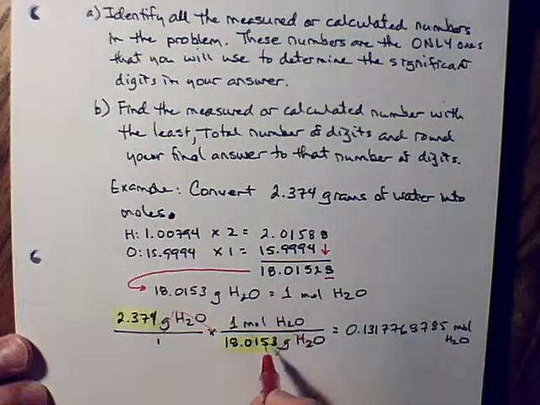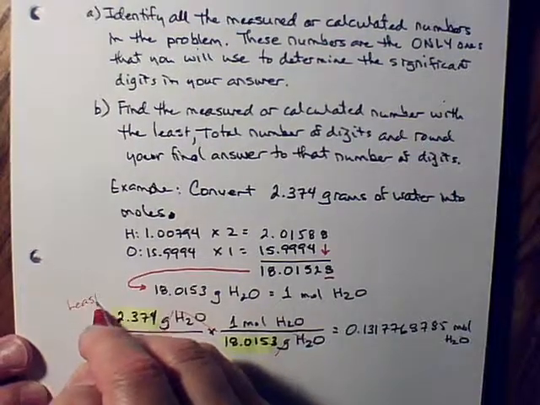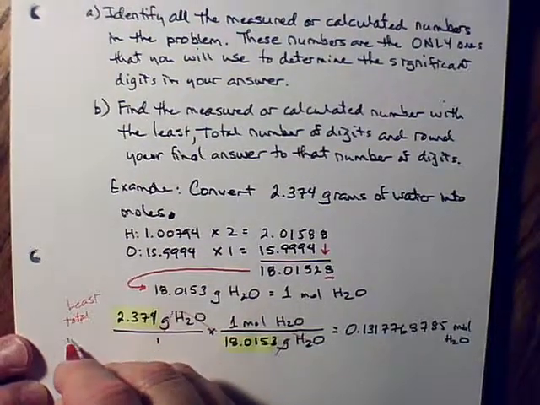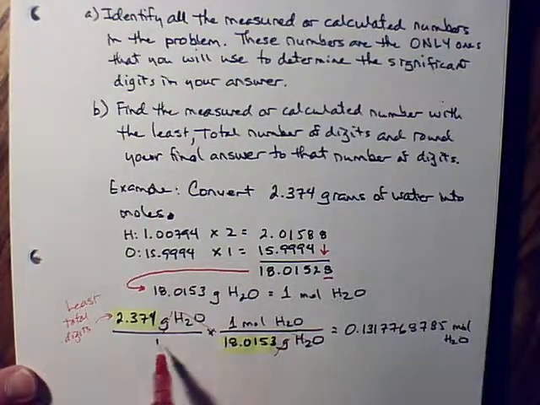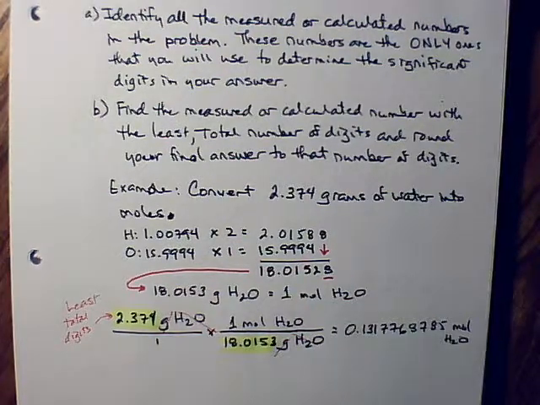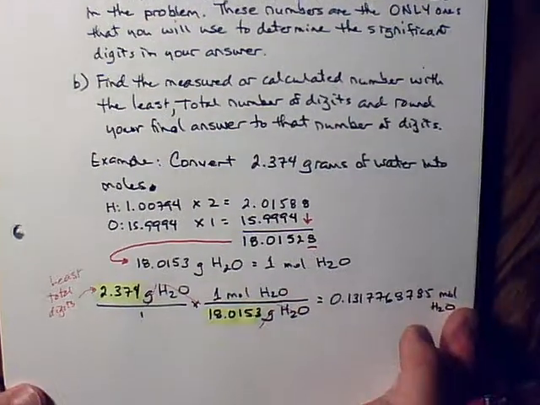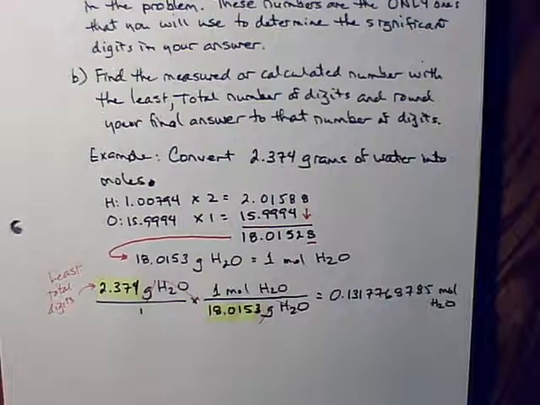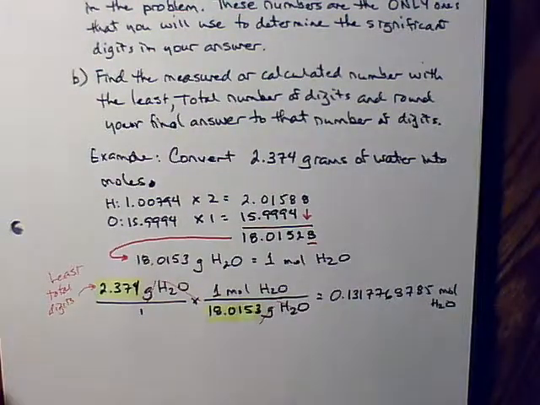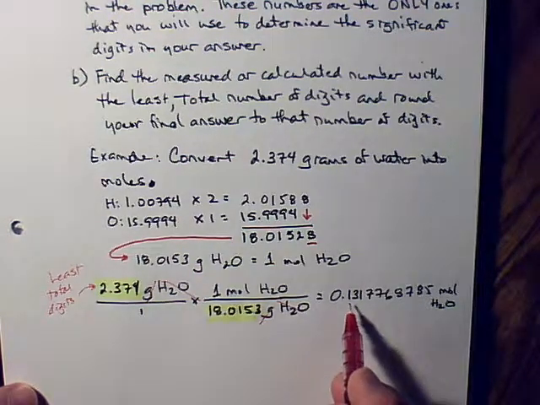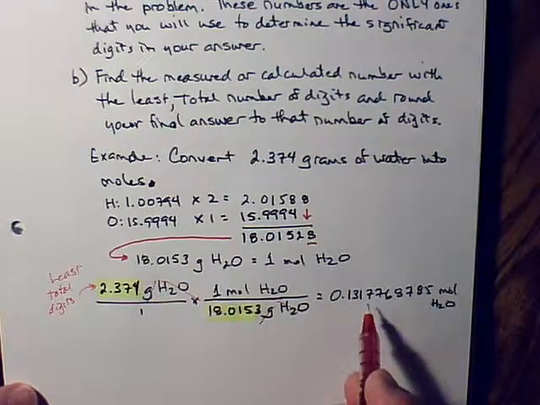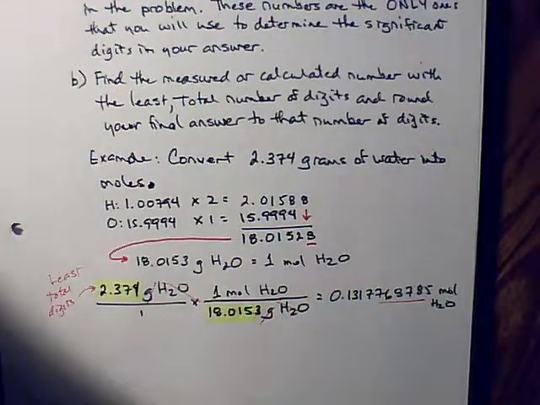So this is our measured or calculated number with the least total digits. These numbers right here are not measured or calculated, so we're going to ignore those. All we care about are the measured or calculated numbers. Since our least number of digits is 4, we're going to underline everything but the first 4 digits. Now remember the rule about numbers that are given to you. Leading zeros are not significant. So the first significant digit is this one. 1, 2, 3, 4. Underline everything else.